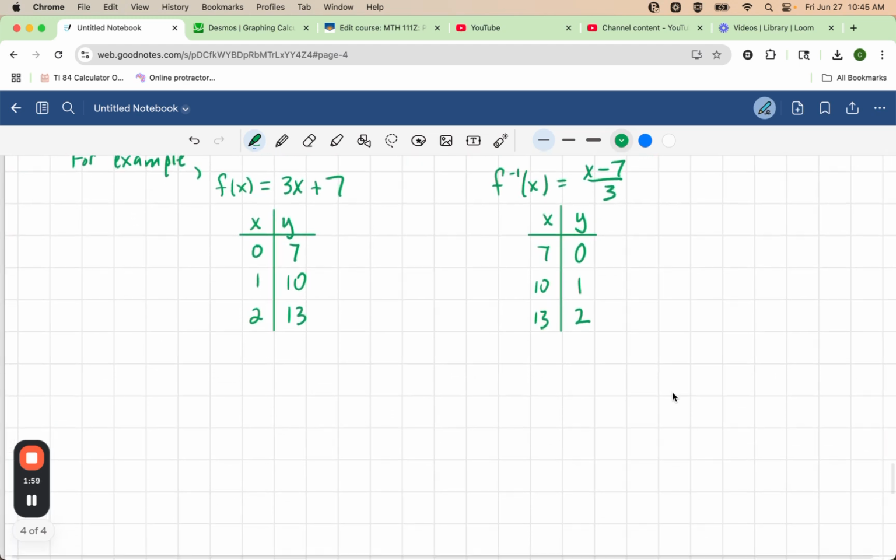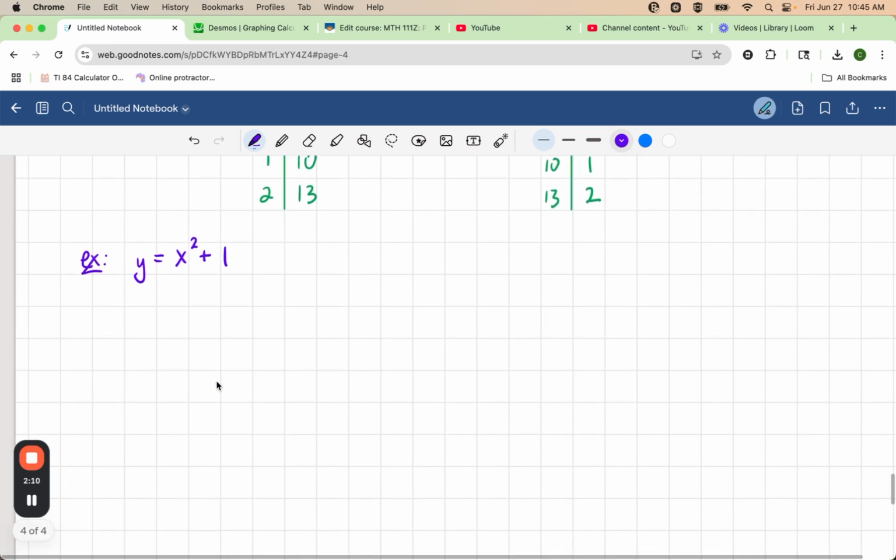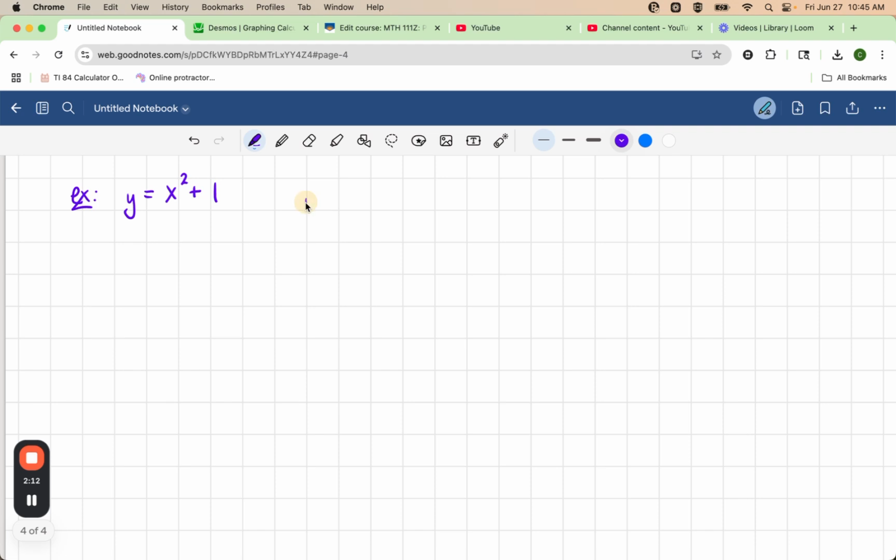Here we go. Let's do an example. If I give you y equals x squared plus 1, and I were to graph that, I'm going to end up getting a parabola with a vertex of 0, 1, right? It's like the y equals x squared parabola shifted up 1 unit.